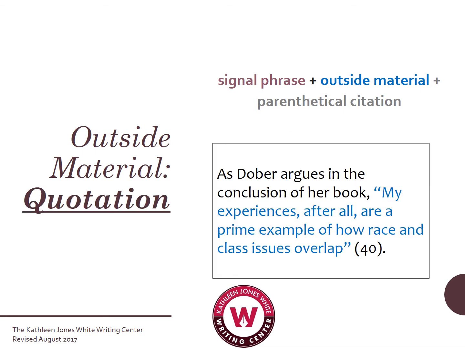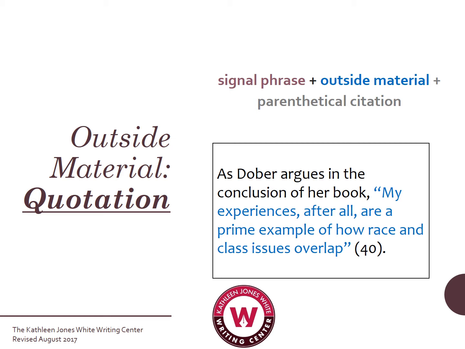In the outlined box on the screen, we have an example of an in-text citation and an MLA paper. Notice the outside material in blue. Because the writer used the author's last name, Dober, in the signal phrase, the reader can easily identify that the quoted material belongs to Dober.